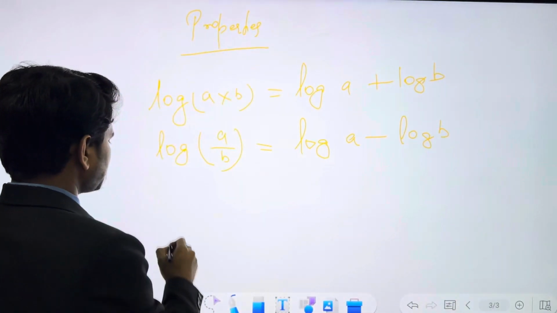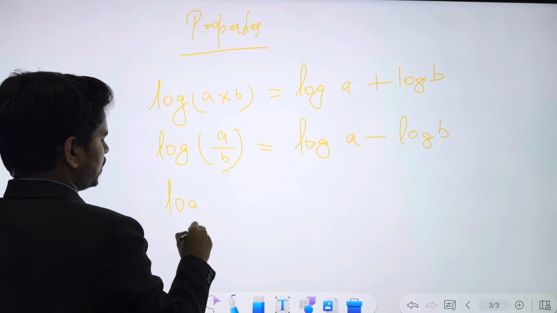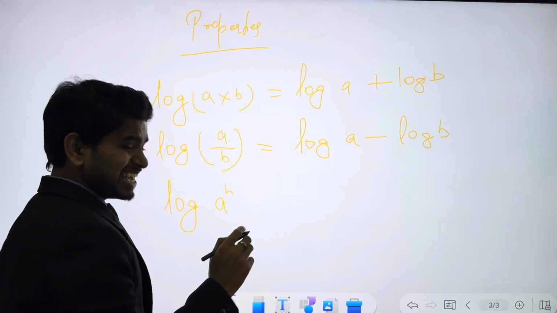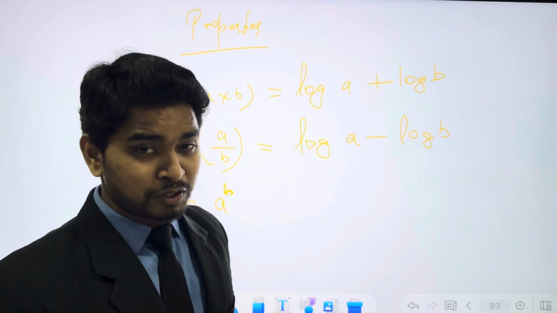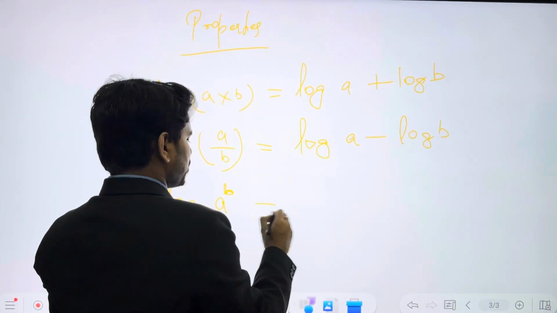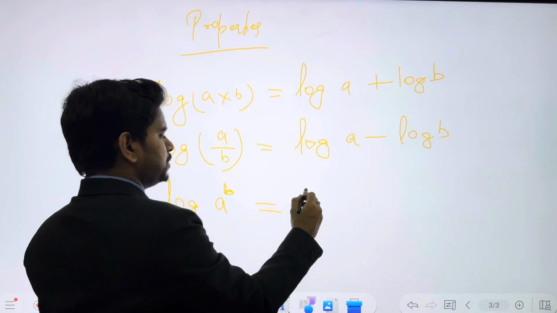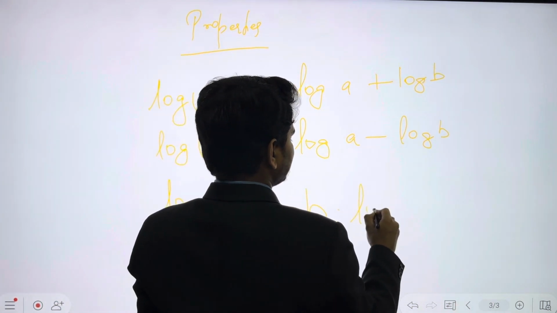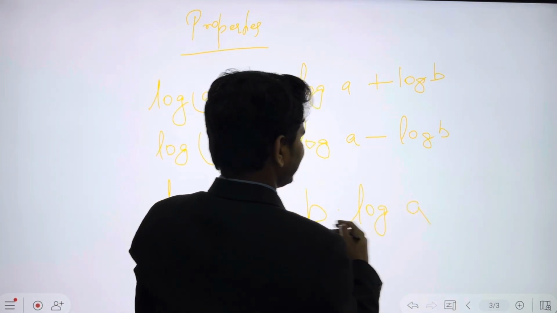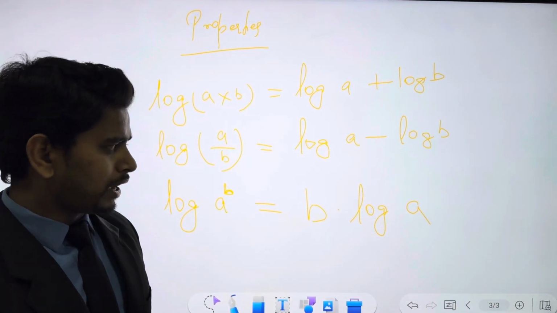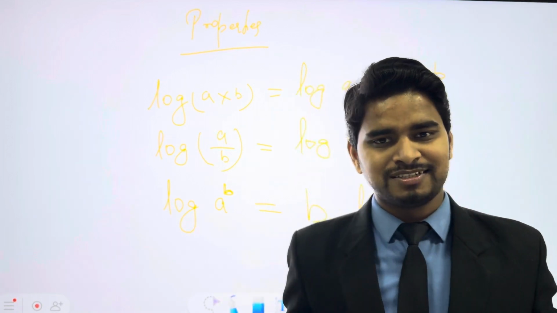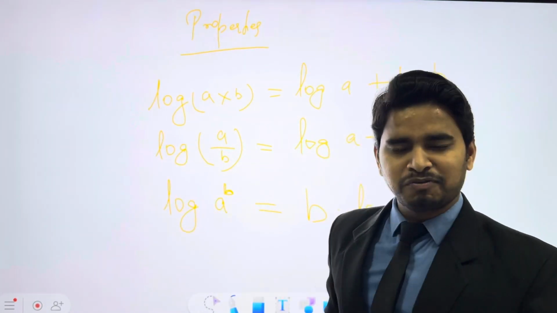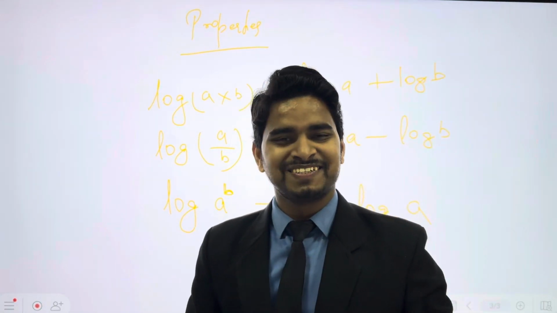The third property is log a to the power b. Guys, this a and b is just a normal variable. Don't think of a and b as an argument or a base. So log of a to the power b can be written as b into log a. b is the power that will jump in front of log, and that's why we can say b into log a. These 3 basic properties, and that's it. Nothing special. With 3 properties you will find the value of any log.